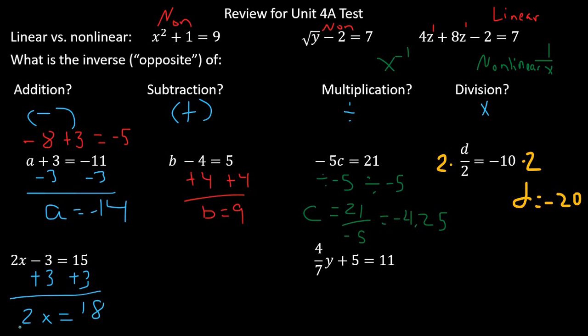And that means 2x equals 18, and the opposite of multiplication is, of course, division. So we divide both sides by 2, not 18. And that's going to give us x equals 9. And again, you want to check your answer.